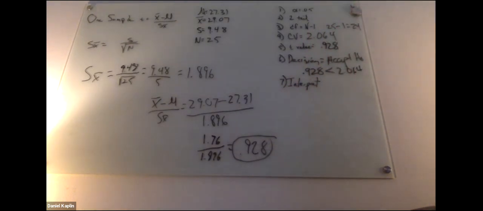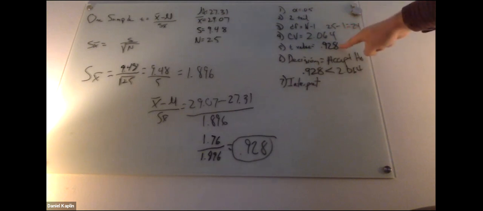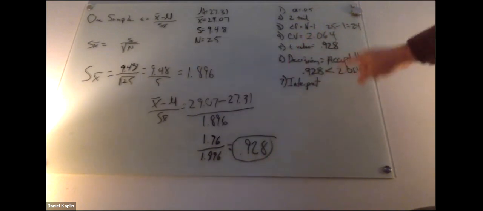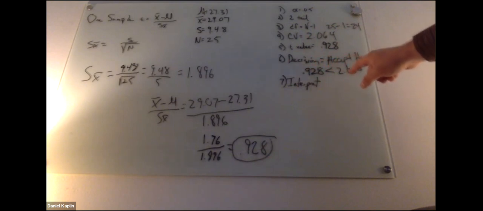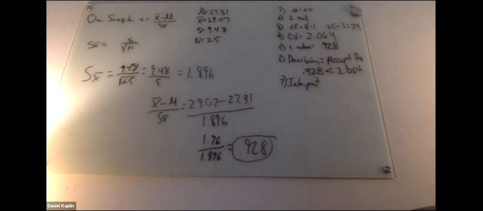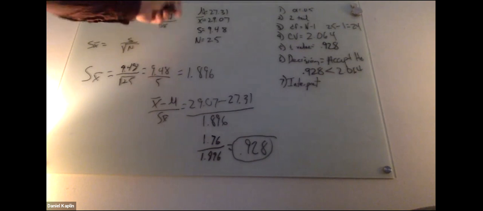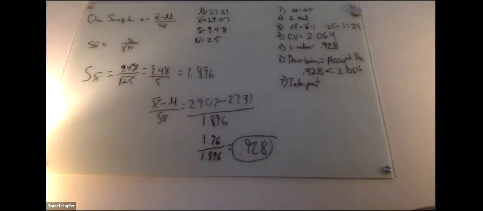So now we interpret it. I've gone through all of the logic, right? My alpha, or level of significance, number of tails. I calculated my degrees of freedom. I went to the back of the book, found the critical value, calculated my t-value right here. And then because 0.928 is less than 2.064, we accept the null, which means that using a one sample t-test, we found no statistically significant differences between our sample and the population. That's how you do a one sample t.